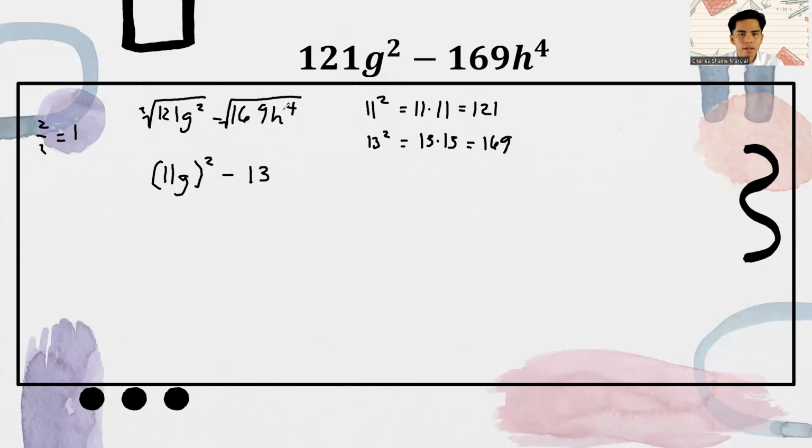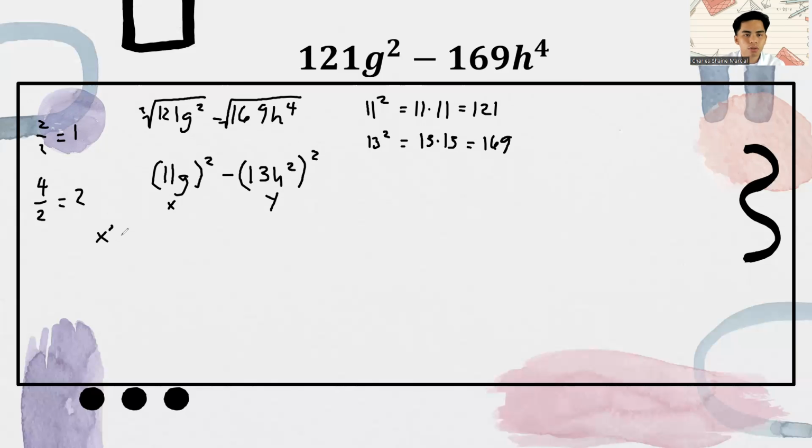Okay? So itong h raised to 4, we will just divide 4 divided by 2, and that is equal to 2. So we have h squared. And then i-square ulit natin siya. So sa makikita nyo, kapag pinag-square natin si 13, that is equal to 169. And kapag in-square natin si h squared, using the product rule or power rule, we will just multiply the exponents. We have 2 times 2, that is equal to 4.